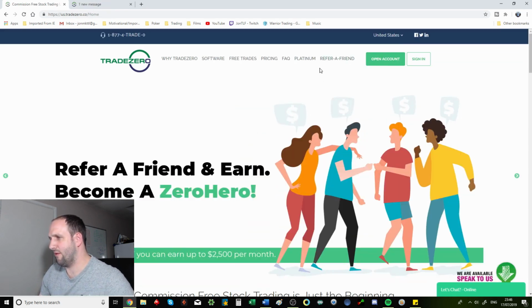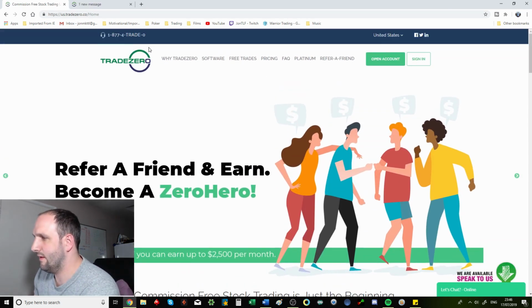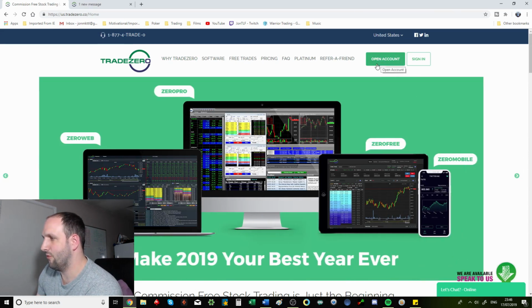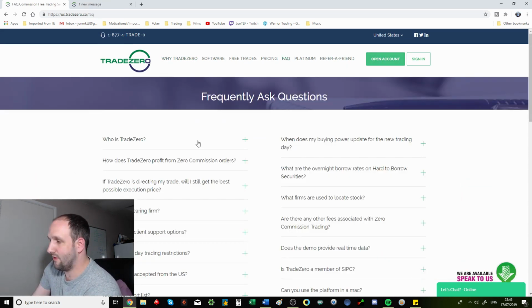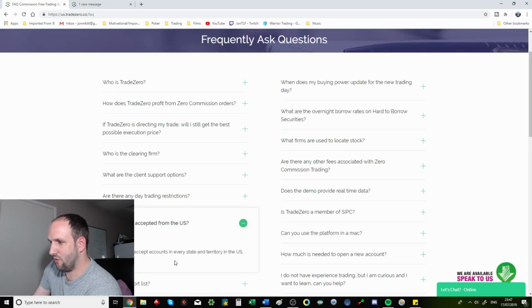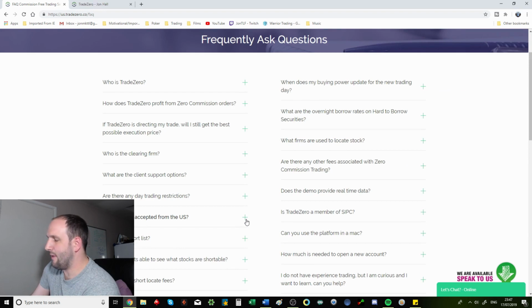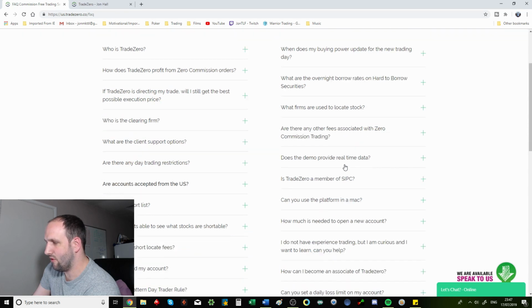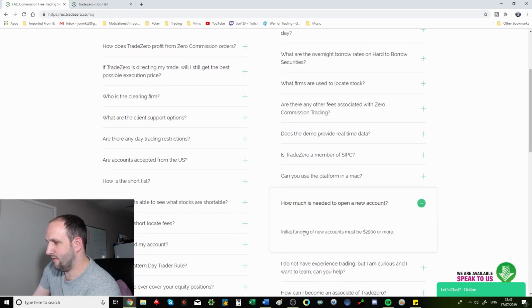So you just click on that, and this is how you set up. You can obviously open an account through here. Yes, they do accept US citizens. We accept accounts in every state, territory in the US. And the main three things to remember is you do need a minimum of $2,500. See, initial funding accounts must be $2,500 or more.